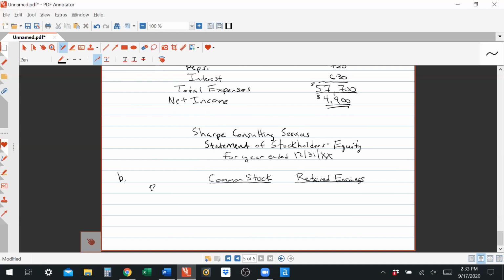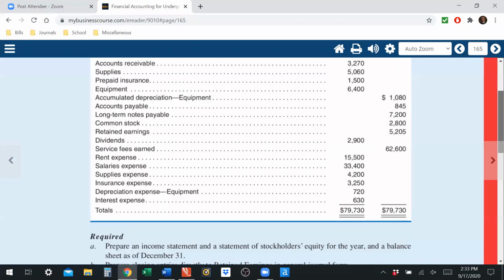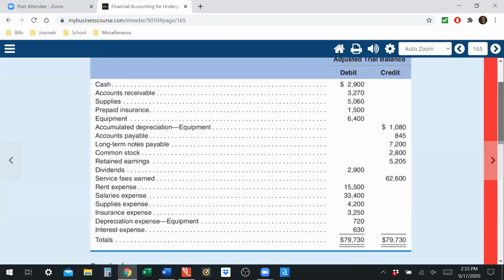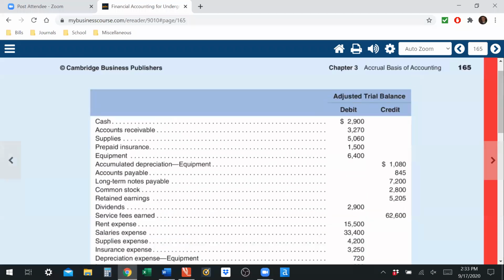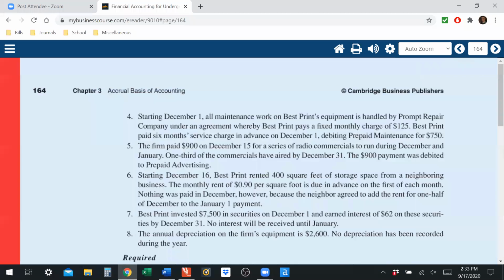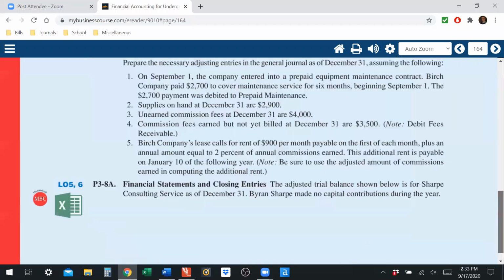So we start with the beginning balance. Now, what's the beginning balance in common stock? These are the ending balances. This is the ending balance in common stock, 7,200. What was the beginning balance? Let's see. We know that there was no capital contribution during the year, so there was no addition to common stock during the year.